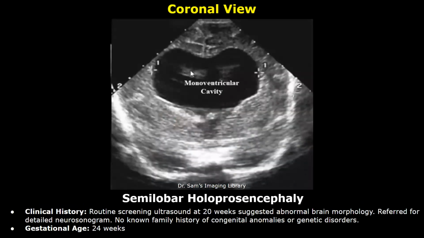Now we have a case of Semilobar Holoprosencephaly. Clinical history: routine screening ultrasound at 20 weeks suggested abnormal brain morphology. Referred for detailed neurosonogram. No known family history of congenital anomalies or genetic disorders. Gestational age 24 weeks.